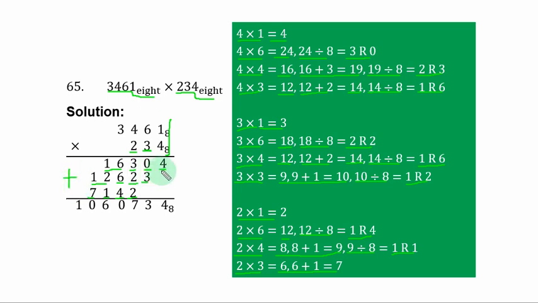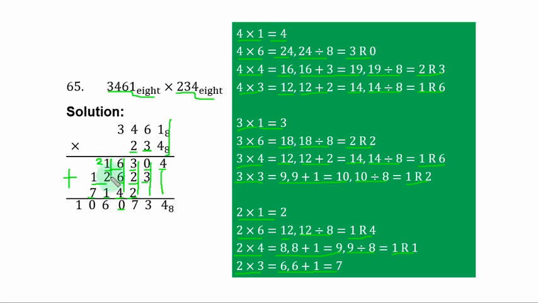So here 4 plus nothing is 4. 0 plus 3 is 3. 3 plus 2 is 7. 6 plus 6 is 12. 12 plus 4 is 16. And in base 8, you cannot write 16. You divide it by 8, and you have 2 remainder 0. You write down the 0 and you carry 2 forward.